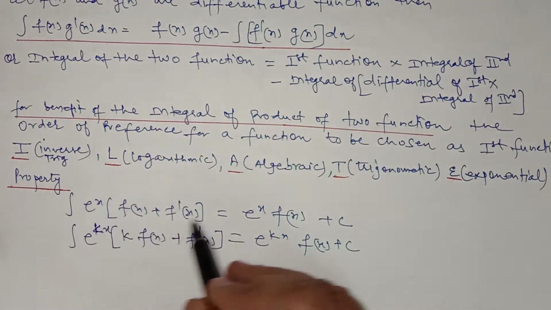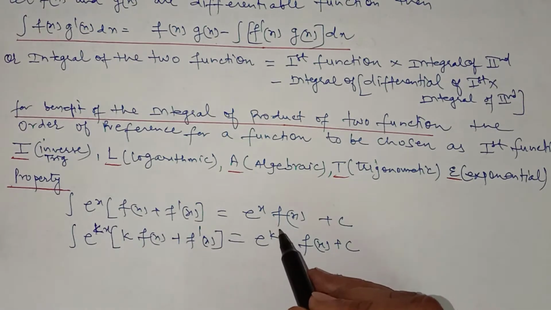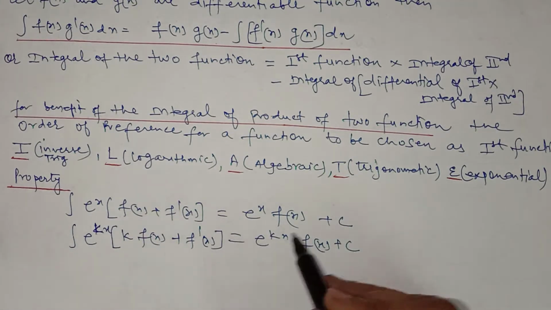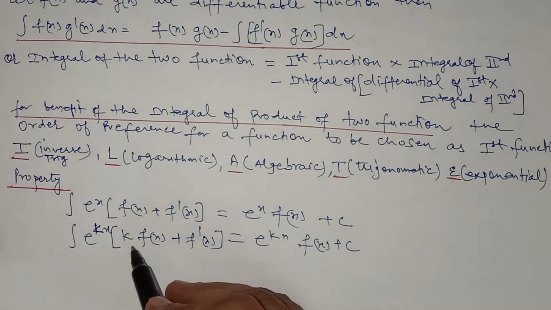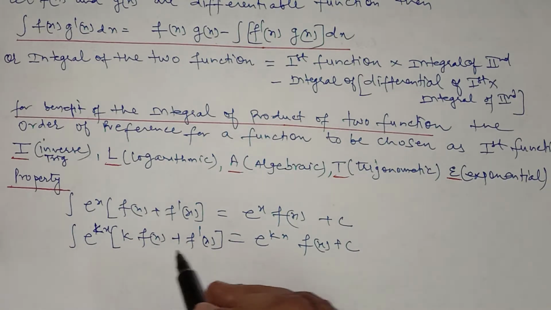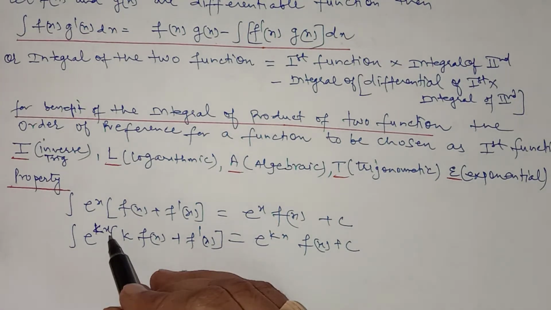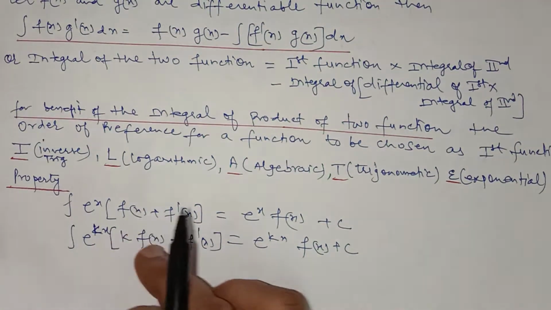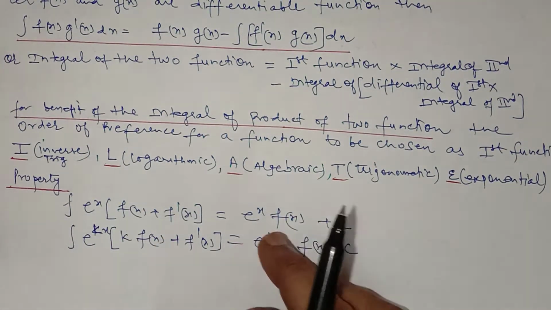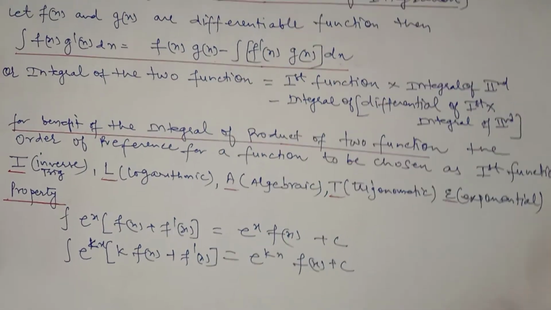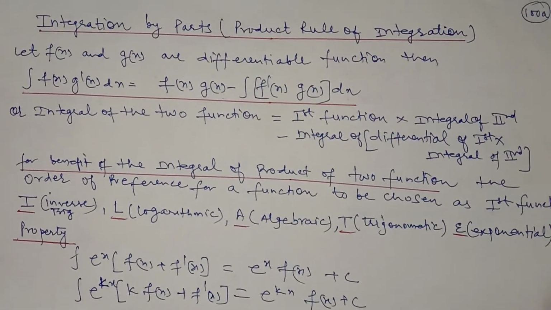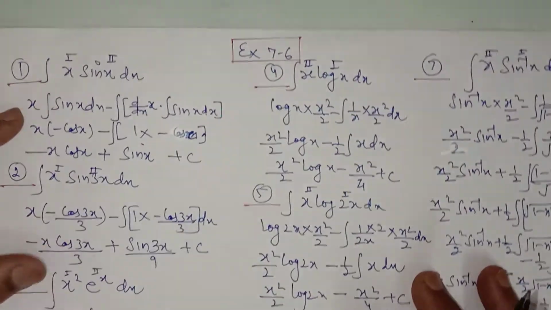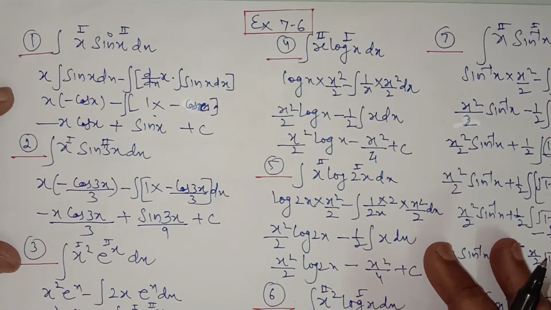Now if we integrate by parts, you will get this. You don't have to do the solution of this. The integral of e to the power kx into k f(x) plus f'(x) is equal to e to the power kx into f(x). This property is more important. The integral of e^x (f(x) + f'(x)) is equal to e^x f(x) plus c. So this is the integration by parts or product rule of integration.